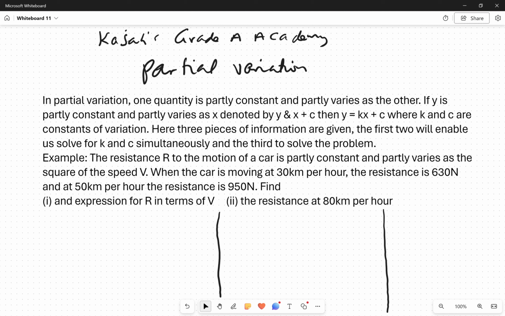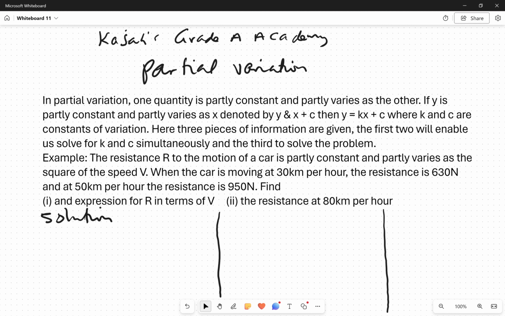So, example: the resistance R to the motion of a car is partly constant and partly varies as the square of the speed v. When the car is moving at 30 kilometers per hour, the resistance is 630 Newton, and at 50 kilometers per hour, the resistance is 950 Newton. Find an expression for R in terms of v, and then the second part is the resistance at 80 kilometers per hour. So let's write down our solution.